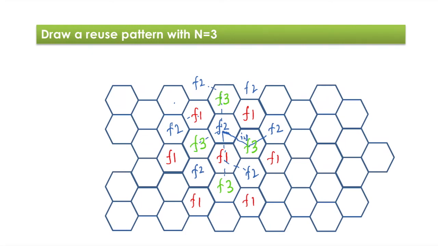In this drawing, we can see that f1, f2 and f3 are one pattern. So here this is another pattern, this is another pattern, like that it has been repeated. So this is how we can draw a reuse pattern with n equal to 3. Now viewers can try to draw other reuse patterns.